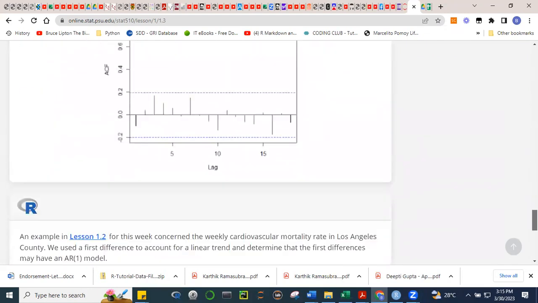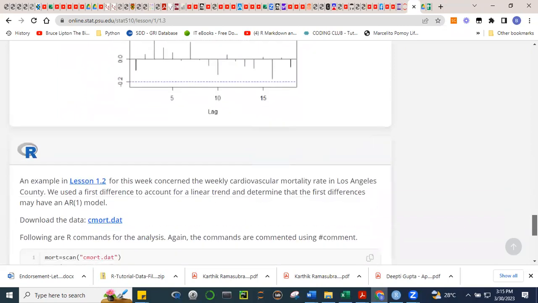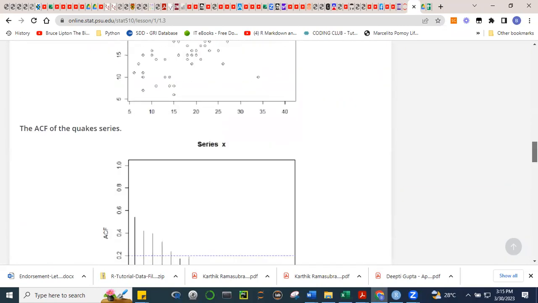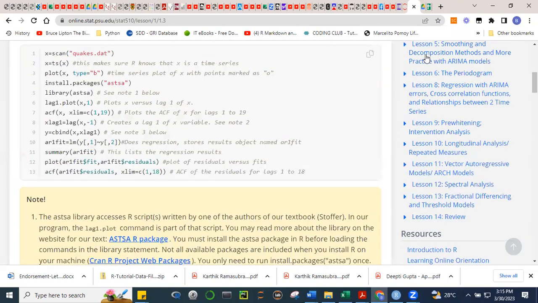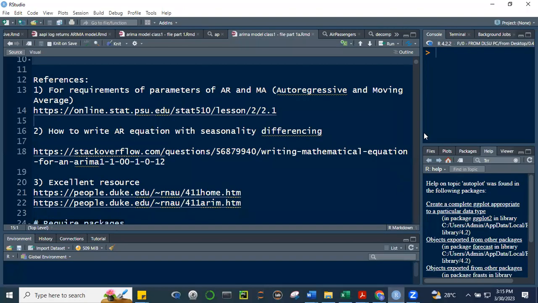You can run it and follow along. But we're not going to use this data. We're going to use other data. There are other references that I shared with you. This one is an excellent resource, by Duke University. But I'll leave you to look at that.